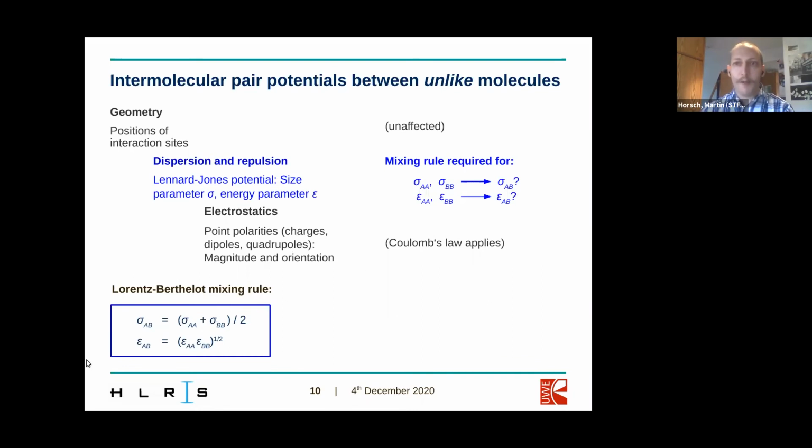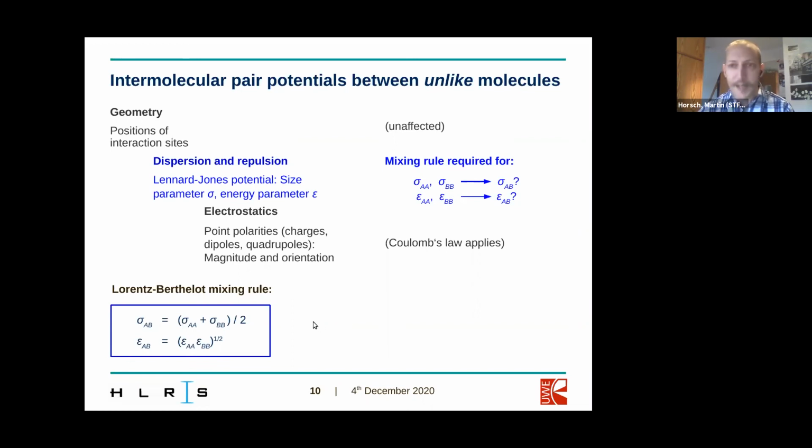The most popular one, for which also a kind of theoretical case can be made, is the Lorentz-Berthelot mixing rule. The size is determined from the arithmetic mean and the energy from the geometric mean. And this is predictive. If you have adjusted the models for A and for B, for example, to phase equilibrium behavior, then on this basis, without any additional input, the phase equilibrium behavior for the mixture can be predicted.